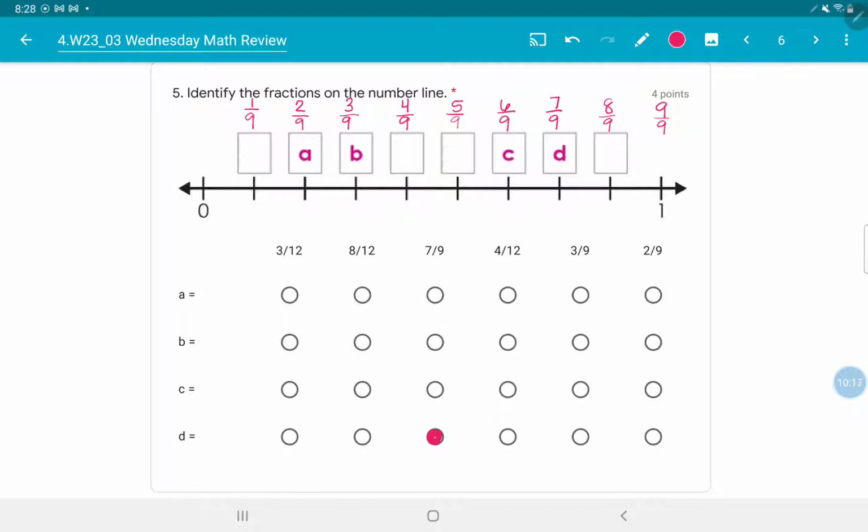Okay. Then we have 4/12. We don't have anything on here that's 4/12, do we? No. Do we have 3/9? Yes. Which one is 3/9? B. B is equal to 3/9. All right, and then we have 2/9. Do we have one that's equal to 2/9? Which one? A. A is 2/9. So we're still missing C. We have C is 6/9. So how in the world are we going to figure out an equivalent fraction to 6/9?